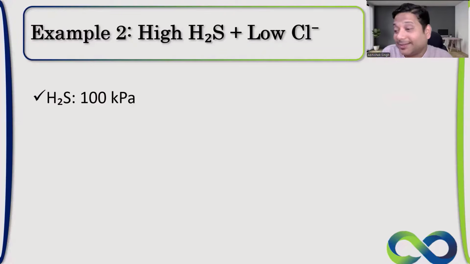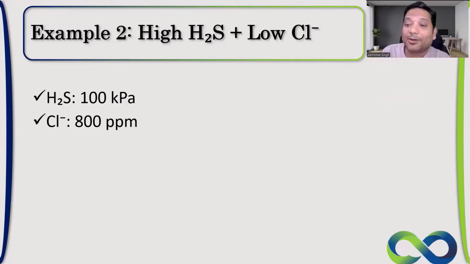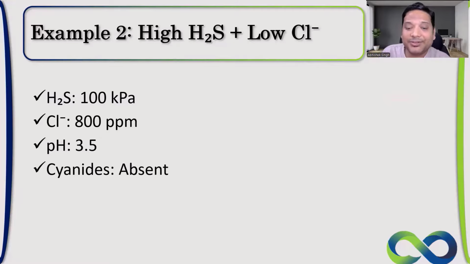Now H2S partial pressure is 100 kPa, kind of high. Chloride 800 ppm may be considered low. pH 3.5, pH is unchanged. Cyanide is not there. Temperature again 120 degrees Celsius.